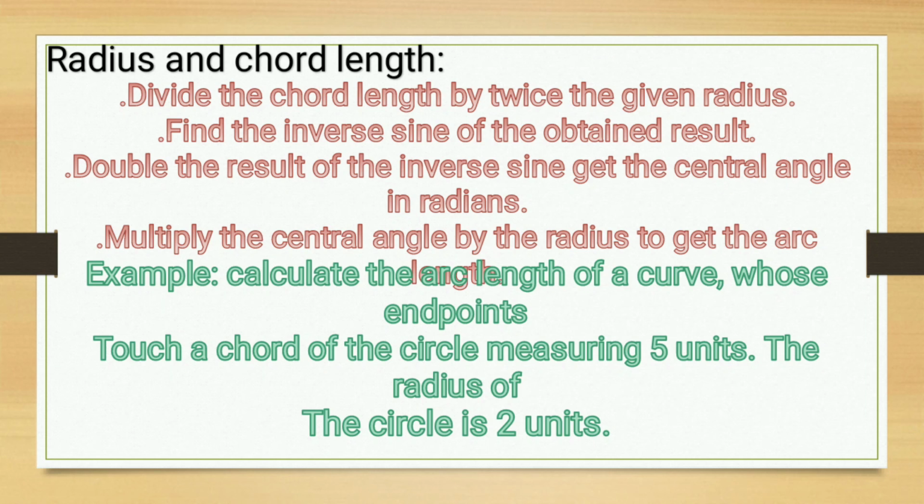Radius and chord length. Divide the chord length by twice the given radius. Find the inverse sine of the obtained result. Double the result of the inverse sine to get the central angle in radians. Multiply the central angle by the radius to get the arc length.